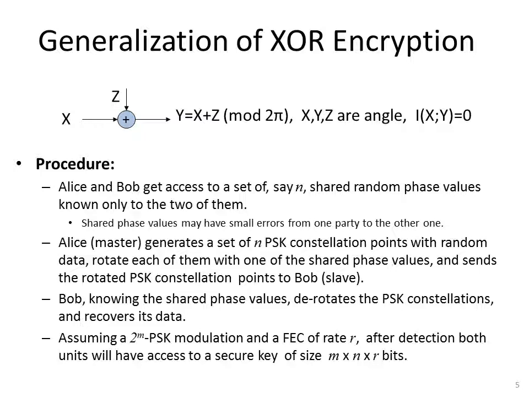How we do this is something that will be discussed later. So there is a procedure that enables Alice and Bob to get access to a set of n phase values that are the same between them, and they are independent of each other, and each of them has an IID distribution between 0 to 2 pi.